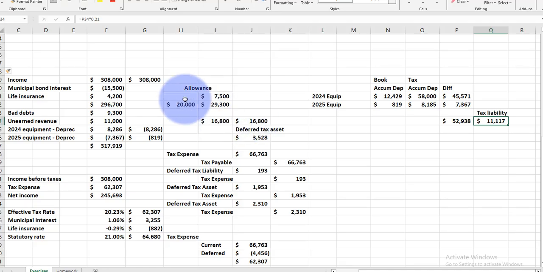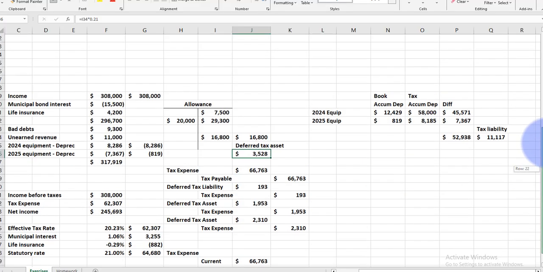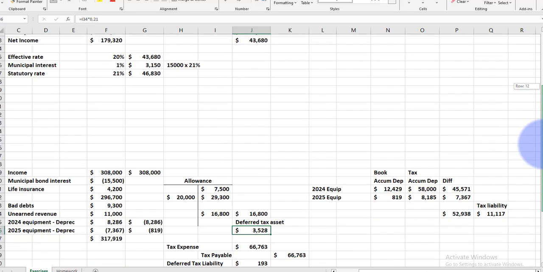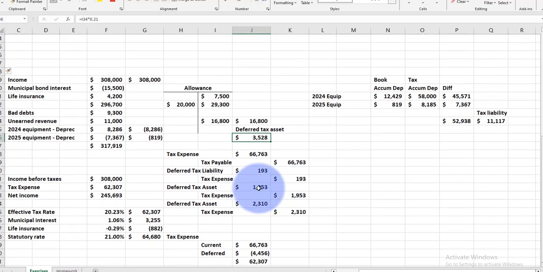Deferred tax asset, our allowance, 16.8 this year, okay, which is a deferred tax asset of 35.28. Last year, that deferred tax asset was 1575. So the difference is 1953. We're going to make the asset go up, 1953, and credit tax expense. And then we have this new one that we didn't have last year. So we don't have any comparison to last year. We just take 11,000 times 21%, create this new deferred tax asset and credit the expense.